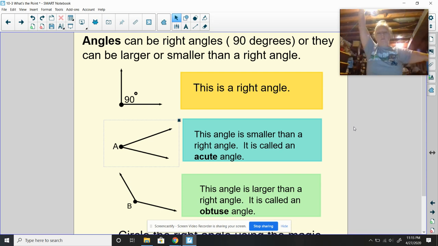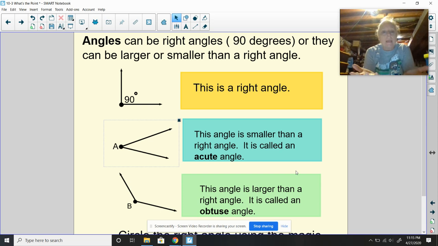Doesn't matter which way I have it. It's a right angle. I can also do a right angle that is facing down. Just got to go this way. Okay? So where my arm is here, that's a right angle. That's a right angle. Right? If I take them and I squish them, I have something called an acute angle.